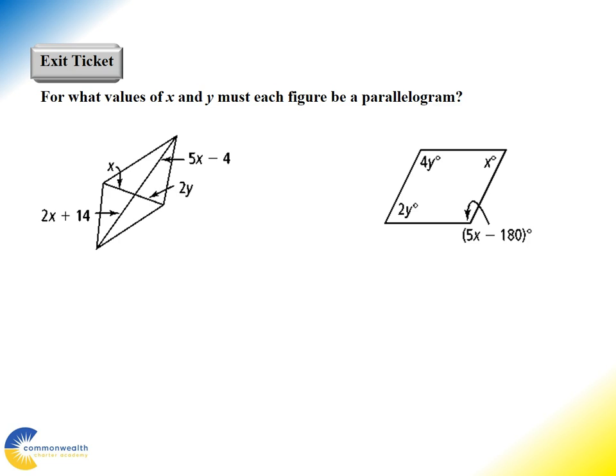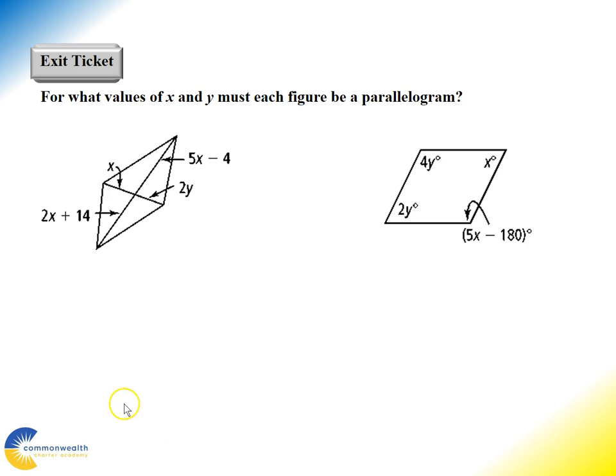So as a result of that, I would know that x has to equal 2y, and I know that 2x plus 14 would have to equal 5x minus 4. And that second one is the one I might want to go with on this one because doing that creates an equation where I can actually solve it. Whereas x equals 2y, not really solvable.